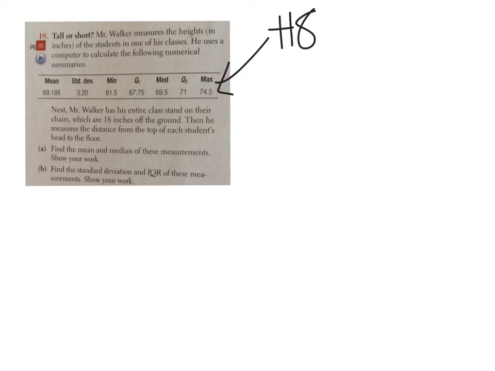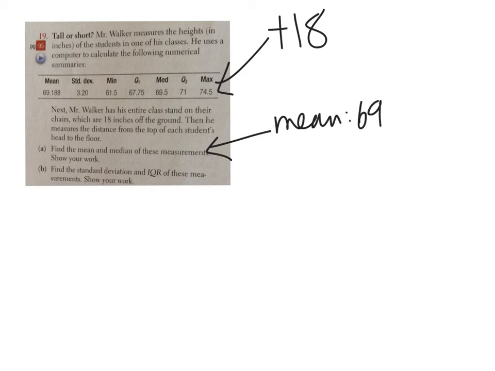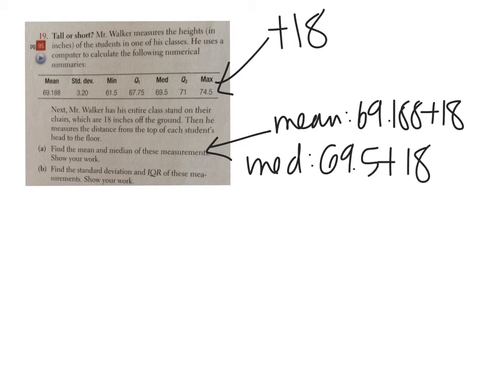So part A, find the mean and the median of these measurements. Because you're adding 18 to every single value, the mean is also going to go up by 18, and so is the median. They're just individual values. So the mean is going to be 69.188 plus 18, and the median is going to be 69.5 plus 18.